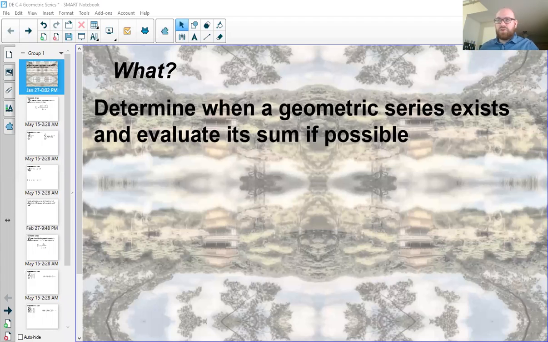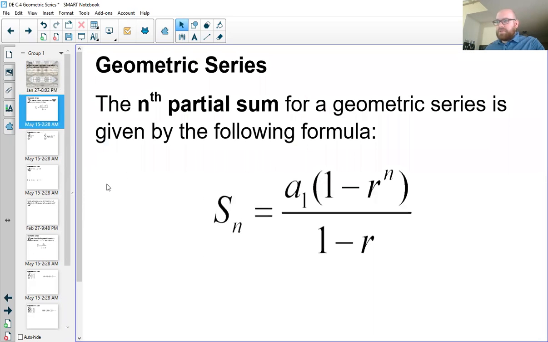In this lesson, we are going to look at geometric series. So mainly, we're going to determine when a geometric series exists and evaluate its sum if possible. So first off, partial sums of geometric series always exist.